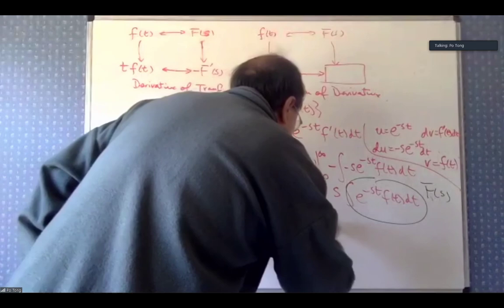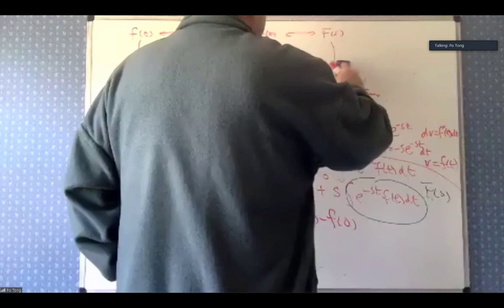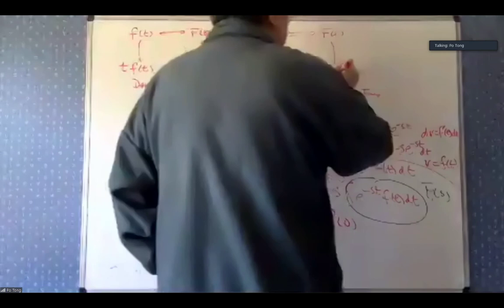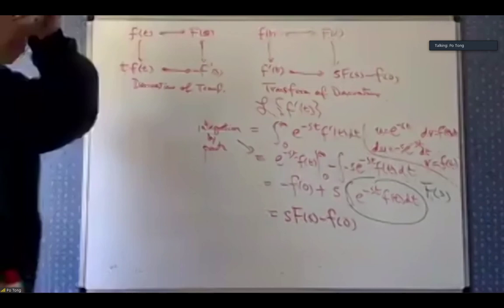Okay, so now we got this. s times F of s minus f of zero. Don't worry about it if you don't follow all the details here. You just need to know the result, essentially.